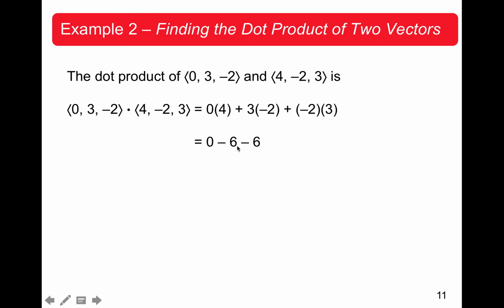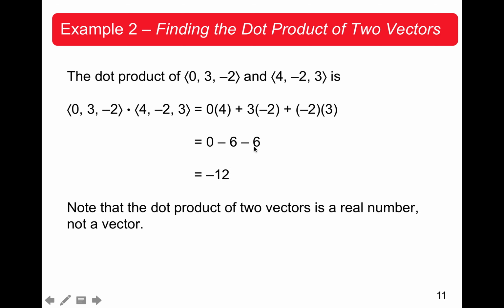So we get 0 minus 6 minus 6, or negative 12. And again, it says, note that the dot product of two vectors is a real number, not a vector. So that's something important.